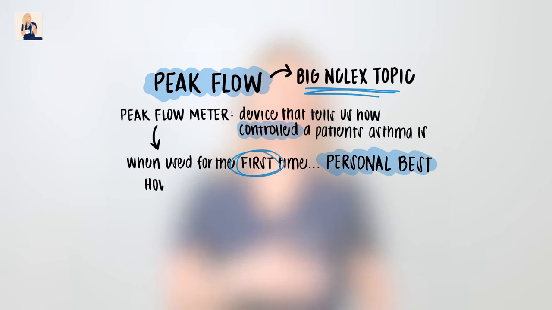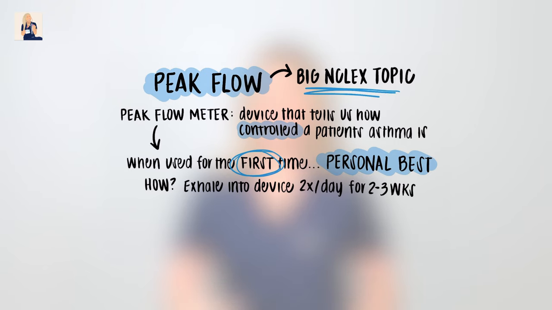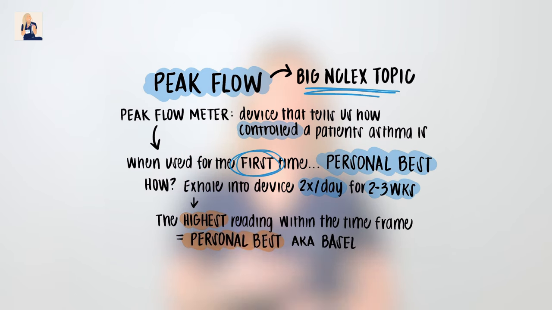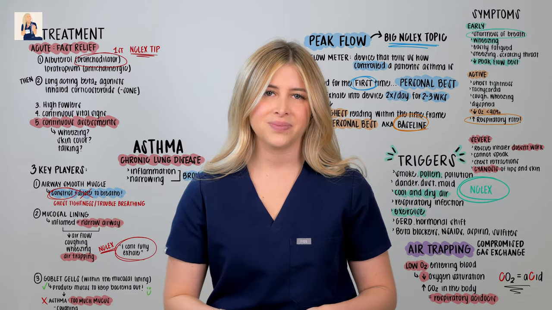To do this, over the course of 2 to 3 weeks, the patient will exhale into the device twice a day, and the device measures how much air was exhaled out of the lungs. The highest reading in that 2 to 3 week span is their personal best. The personal best will now be the baseline to evaluate an asthma exacerbation or an impending attack.